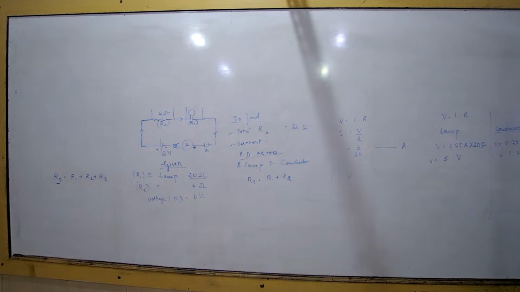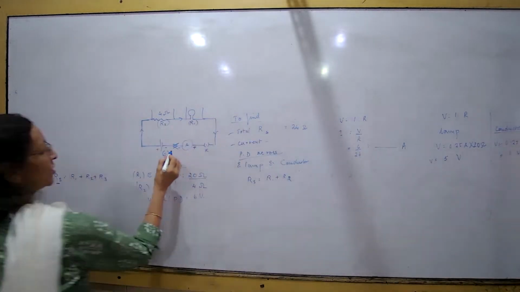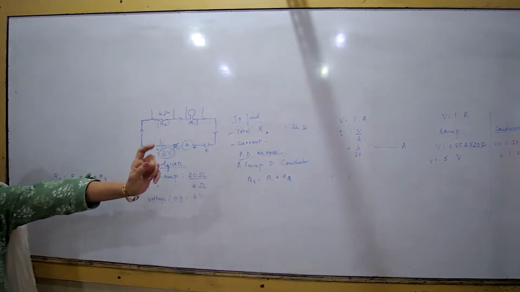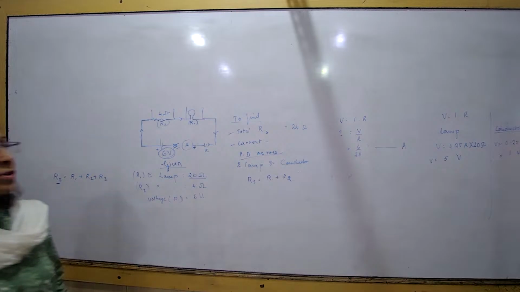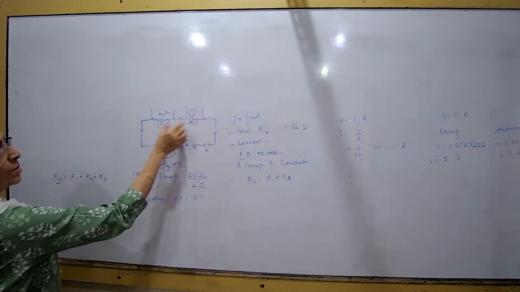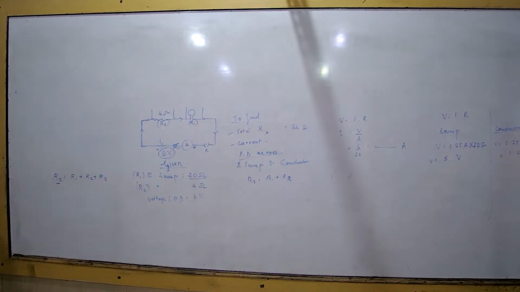Is your answer correct or not? Yes, sir. How did you cross check? With the textbook, it's correct. But how do you check if such a type of sum comes? Did you notice here? 5 plus 1 is 6. You understand? So the potential difference across this and this, V is equal to V1 plus V2. Did you understand?